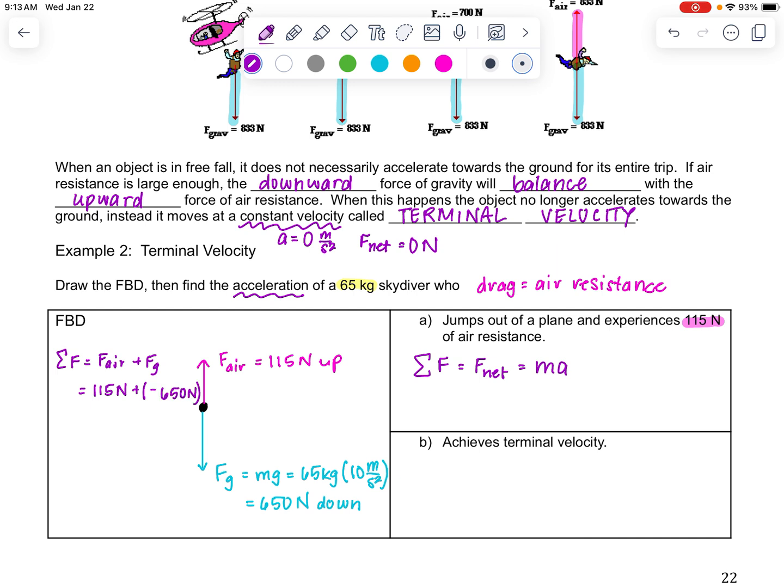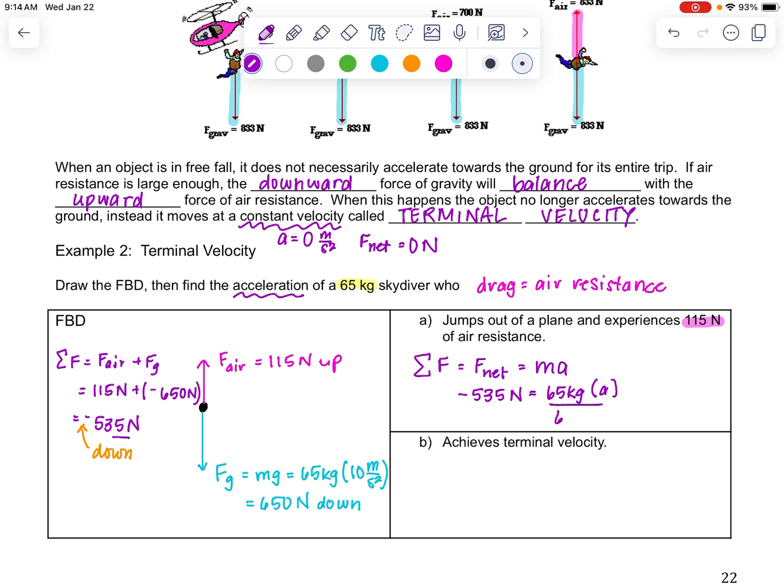So this is negative 535 newtons. Remember, this negative just means down. Okay, it just tells me the direction. So now I can take this number here, this 535, and I'm going to put it over here. Negative 535 newtons is equal to my mass, 65 kilograms, times acceleration.